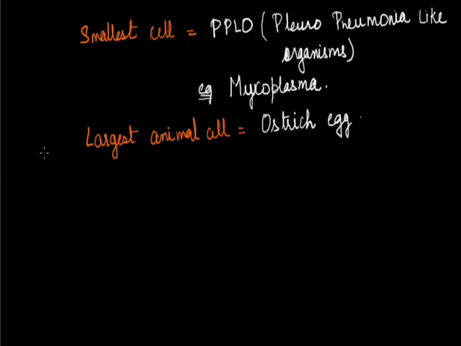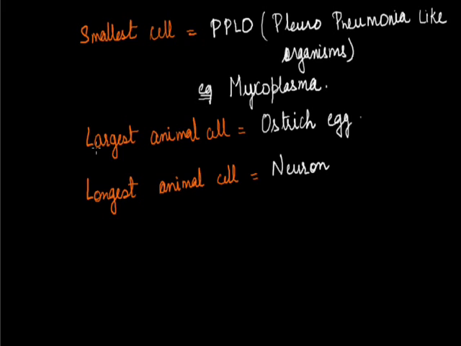Now coming to the longest cell. The longest animal cell is the neuron, which is the functional and structural unit of the nervous system. And the neuron can measure up to a length of 1 meter. So it can be categorized as the longest animal cell.